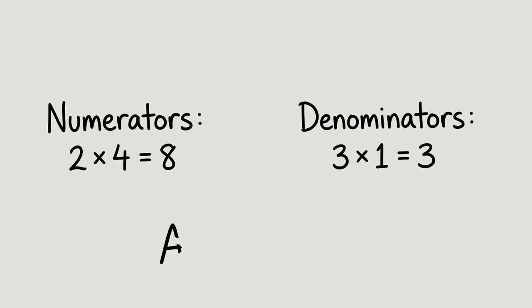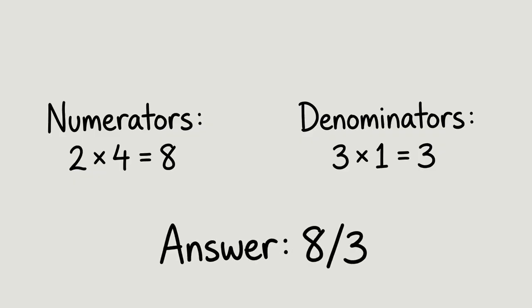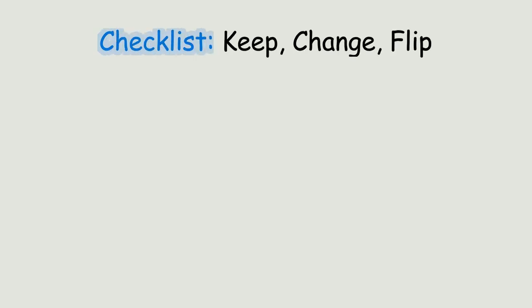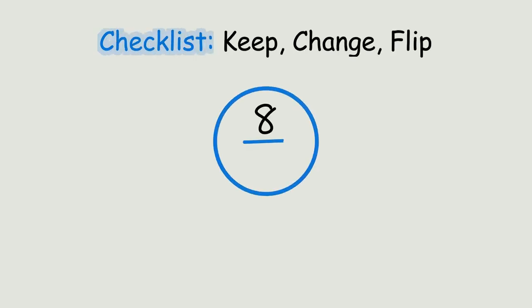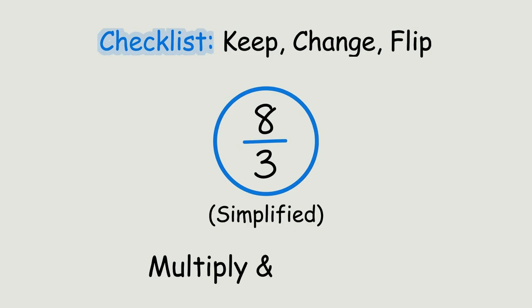Next, multiply the numerators. 2 times 4 equals 8. Then multiply the denominators. 3 times 1 equals 3. Your answer is 8/3, which is already simplified. Remember the checklist: keep, change, flip, multiply, simplify.